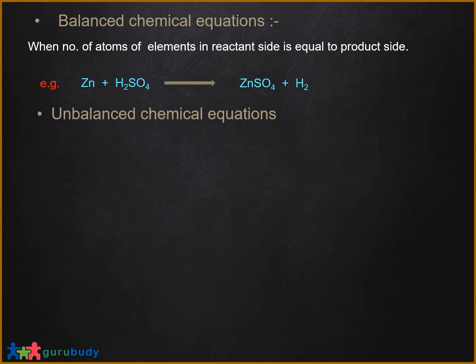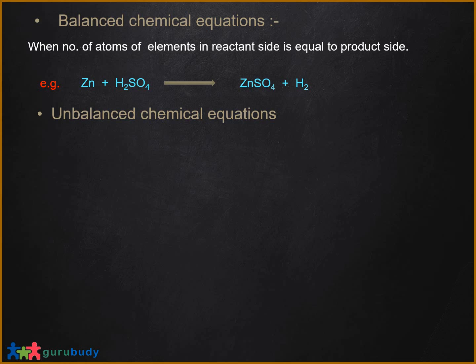So let's look at this equation, which is zinc reacting with sulfuric acid, forming zinc sulfate plus hydrogen. In this equation, you see there is 1 atom of zinc on the reactant side and 1 atom of zinc on the product side. There are 2 atoms of hydrogen on the reactant side and 2 atoms of hydrogen on the product side. Similarly for sulfur, similarly for oxygen. So the number of atoms in the reactants is equal to the number of atoms in the product.